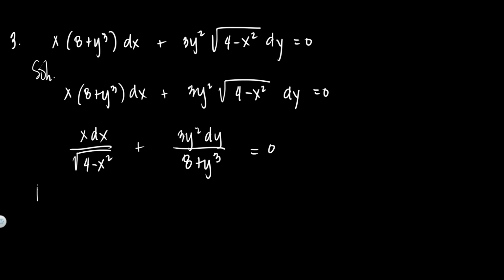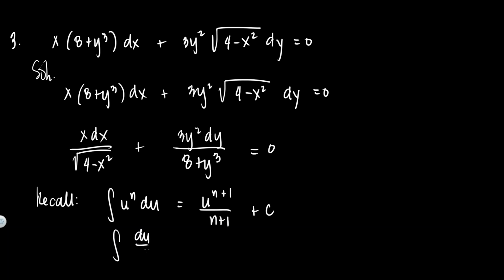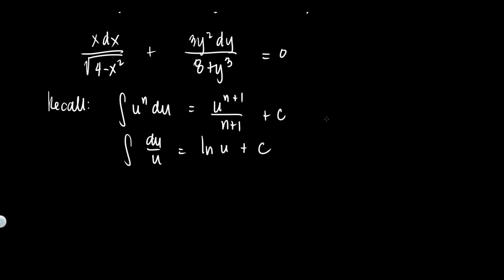Then, integrate. Recall na muna. The first term we can solve by the power formula, and the second term is by ln. The integral of u to the n du equals u to the n plus 1 over n plus 1 plus c. The second term, the integral of du over u is ln u plus c. So, try natin i-solve yung first term.